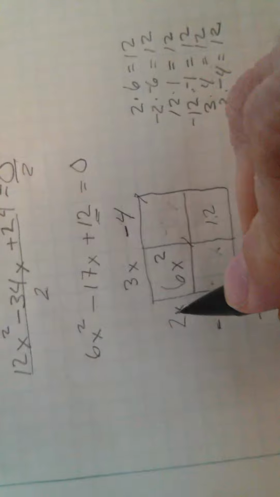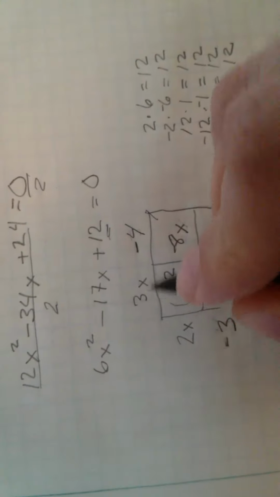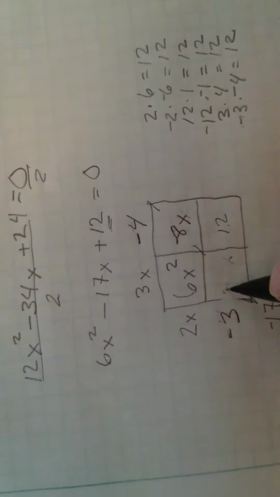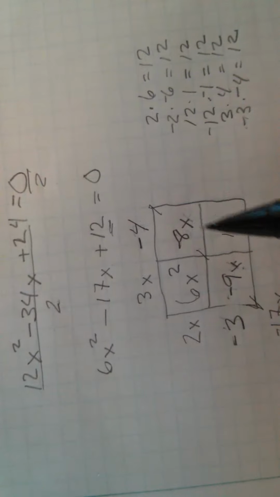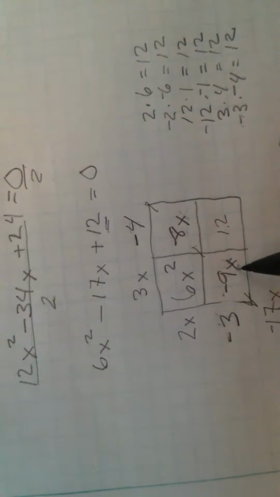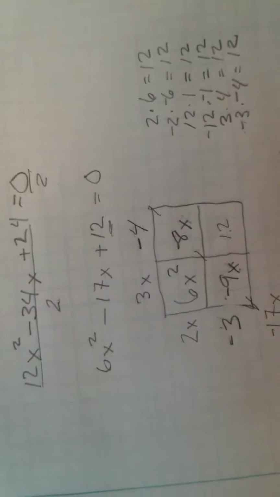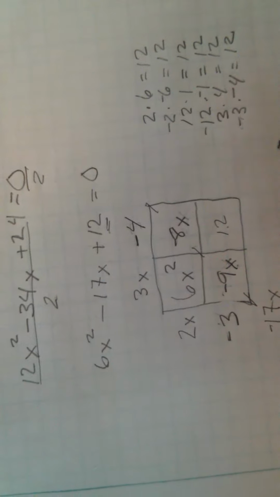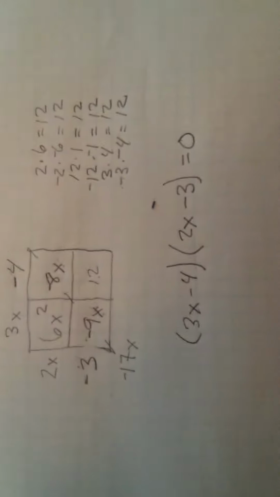So -4 times 2x is -8x. -3 times 3x is -9x. And there we go. -8x plus -9x is -17x. So there is our factored form. So it would be 3x minus 4 times 2x minus 3 equaling 0. Okay?